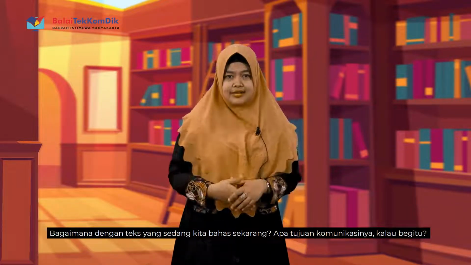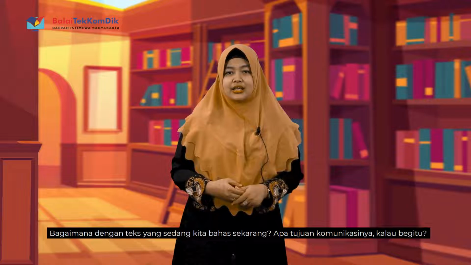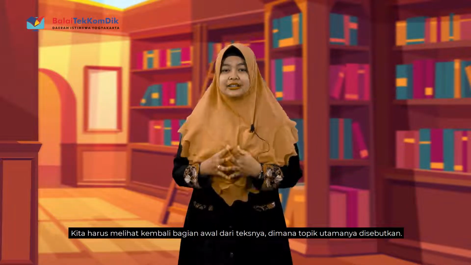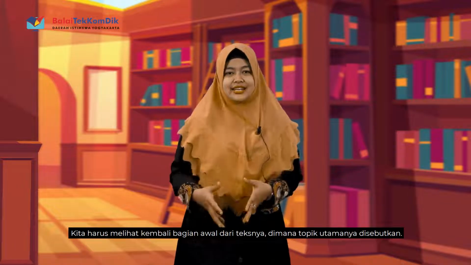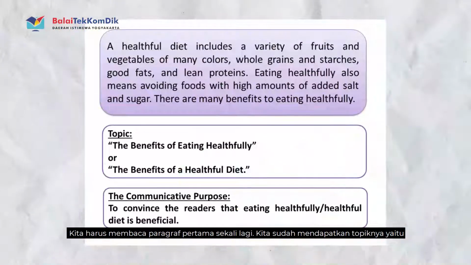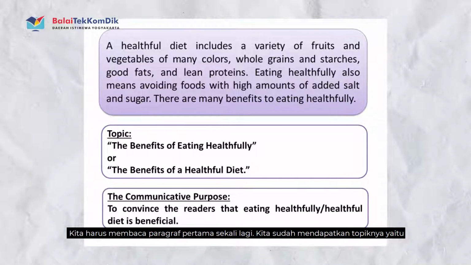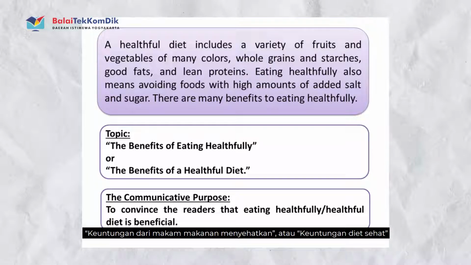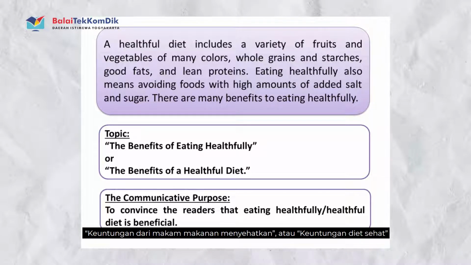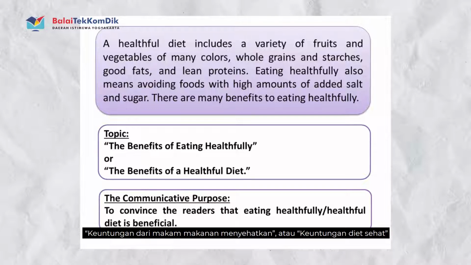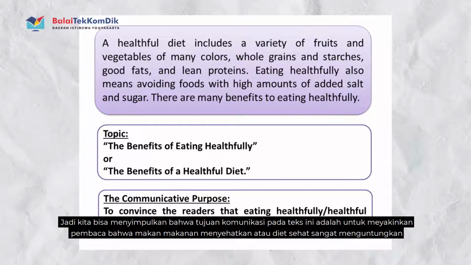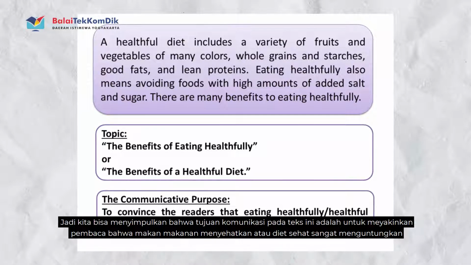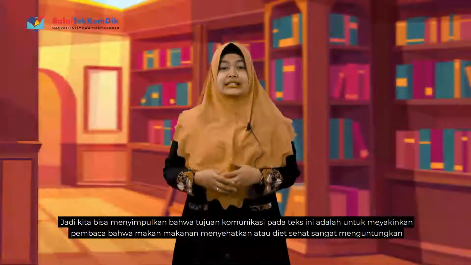What about the text we are discussing? What is its communicative purpose then? We have to look again at the beginning of the text, where the main topic is stated. We have to read the first paragraph once again, as we have already got the topic. Those are the benefits of eating healthfully or the benefit of a healthful diet, so we can conclude that the communicative purpose of the text is to convince the readers that eating a healthful diet is beneficial.